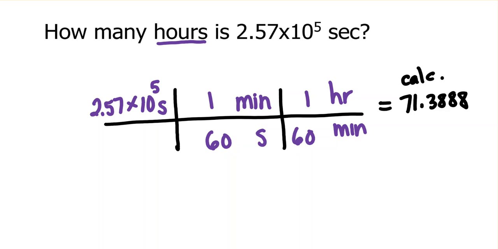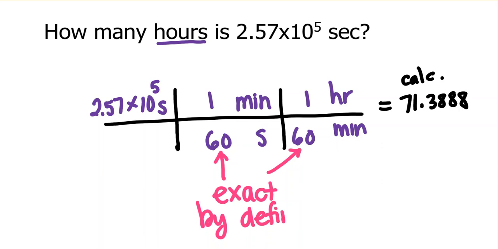On this problem, we need to realize that these numbers, the 60s and the 1s, are exact. Because that's how we defined the time. We didn't define it almost 60 seconds per minute. We decided that it would be exact. So for sig figs, I ignore all of these exact numbers, and I'm going to just look at the fact that this number has 3 sig figs. So my answer should be rounded to 3 sig figs as well.